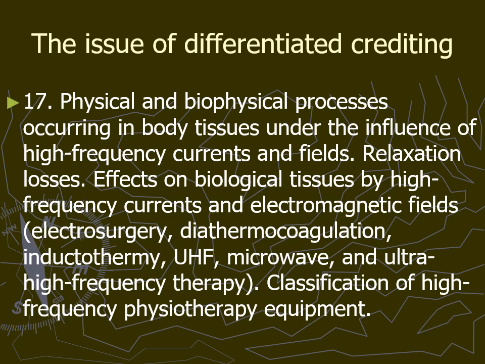Again, we can recall that the issues that we are going to consider now are put forward for the differentiated credit. This is the 17th question. It concerns the processes that occur in the tissues of the body due to the action of high-frequency fields and currents, such as heat losses or reactive losses. And also with regard to the use of high-frequency currents and fields, we have quite a lot of techniques here. We will not consider all of them, but consider some part.